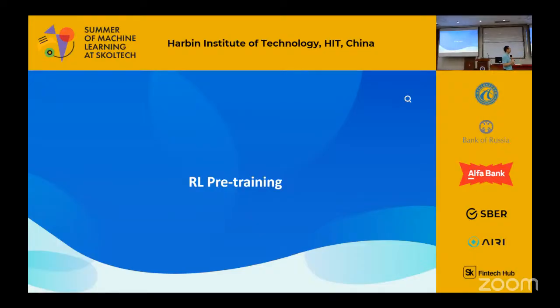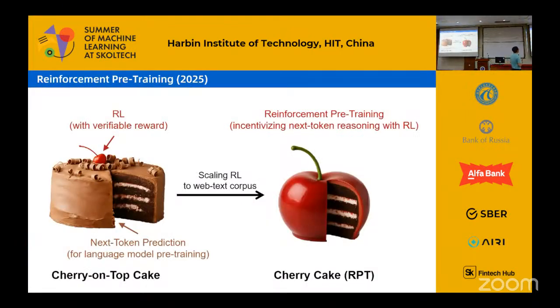Maybe the last topic I will discuss is RL pre-training, and how RL can help post-training. You may know the left figure; I think Yann LeCun has used this image many times. RL is just like the cherry on top of the cake. The main part of the cake is next token prediction for language modeling. For reinforcement pre-training, we want to maximize the utilization of all the unsupervised data. So it's called next token reasoning, not next token prediction.